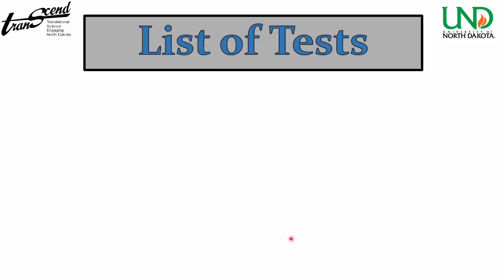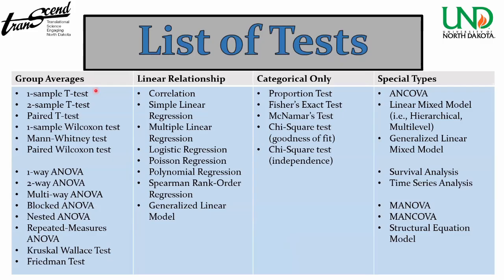All right, so that's the four quadrants. Now let's get into all the tests that I will be looking at today. So under the group averages, there are all the t-tests and their non-parametric equivalents. There's also ANOVA, both simple ANOVA or more complicated ANOVA, as well as non-parametric options. Under linear relationship, there's anywhere from correlation to simple linear regression and all forms of regression, more complicated ones, and also things like the Spearman rank order regression, which is the non-parametric equivalent.